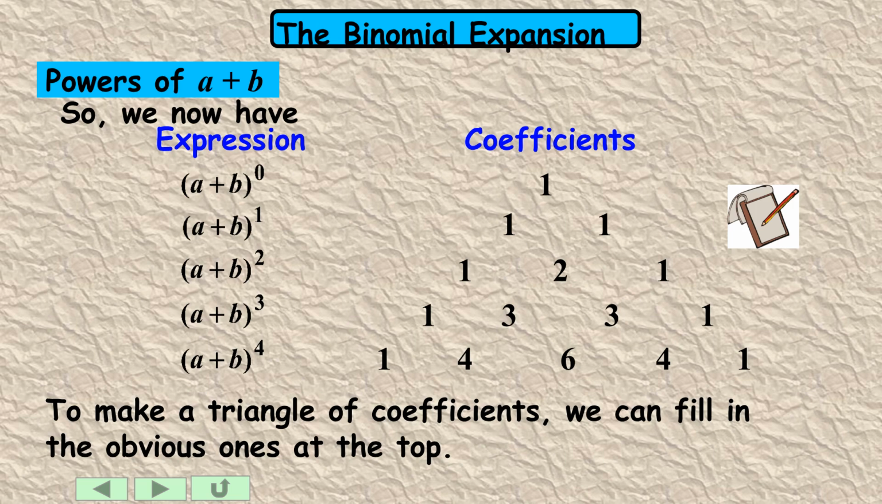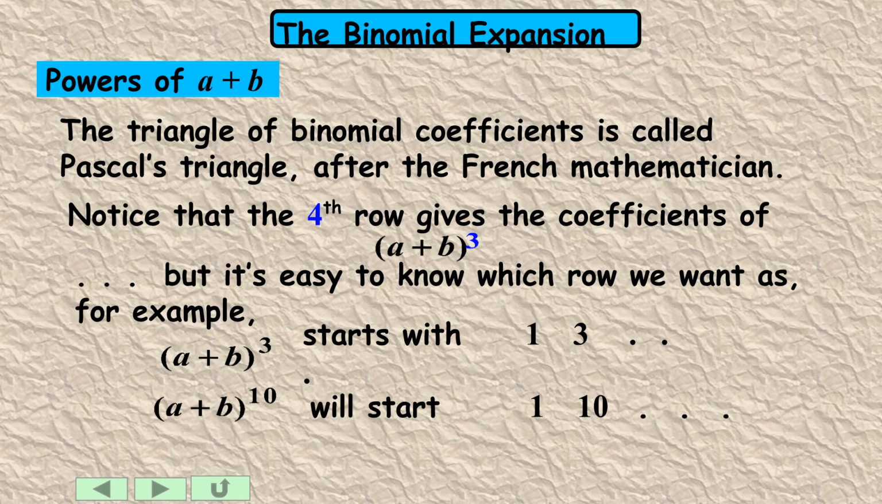To complete the coefficient triangle, we can fill in the obvious ones at the top. For a plus b to the power of 0, the coefficient is 1. For a plus b to the power of 1, the coefficients are 1 and 1. This pattern of binomial coefficients is known as Pascal's triangle.